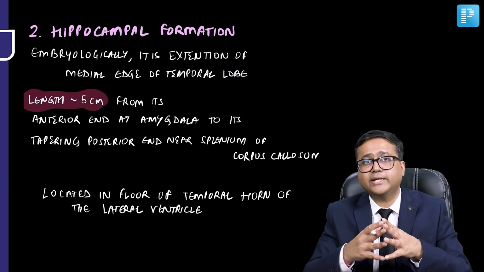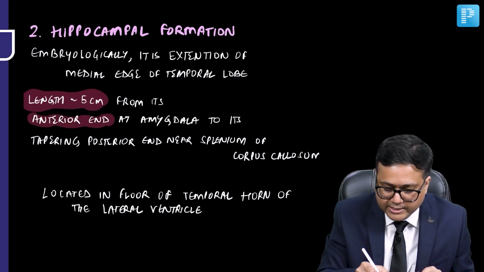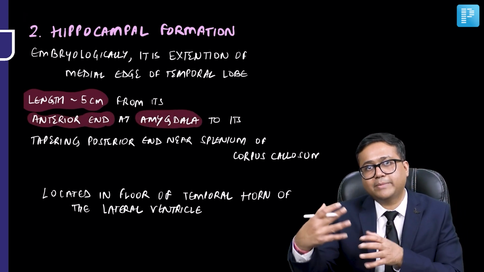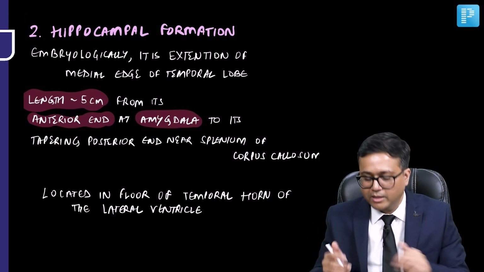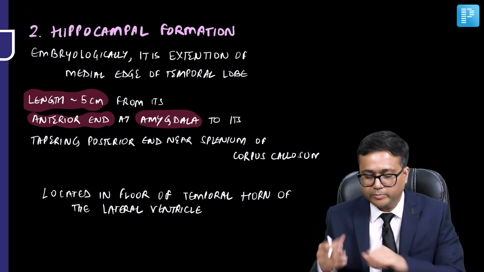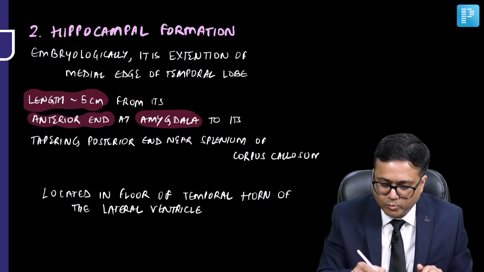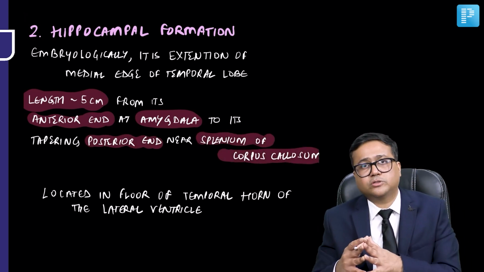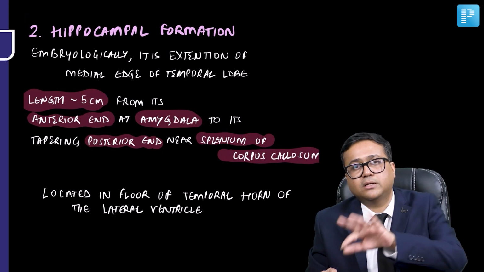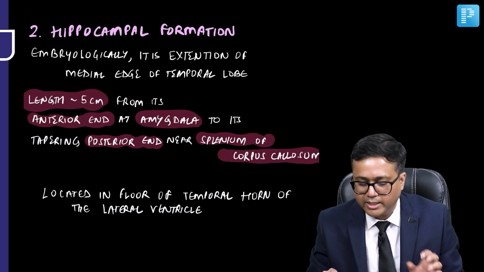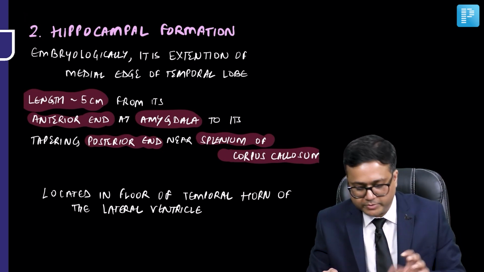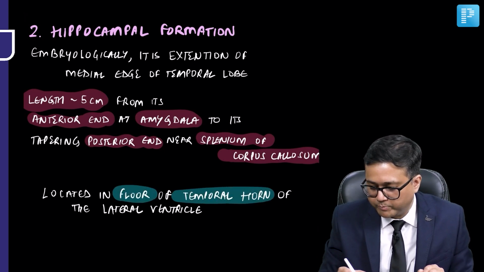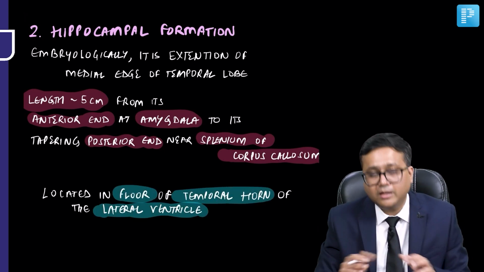It extends from the anterior end at the amygdala, so there is the amygdala, and near that is the anterior extent of the hippocampal formation, tapering backward posteriorly near the splenium of the corpus callosum. So this is the structure between the amygdala and, posteriorly, the splenium of the corpus callosum. It is located in the floor of the temporal horn of the lateral ventricle.